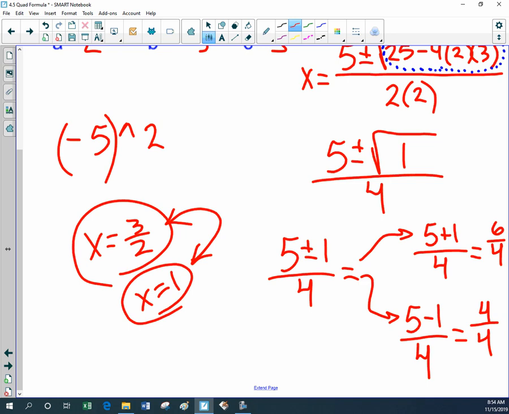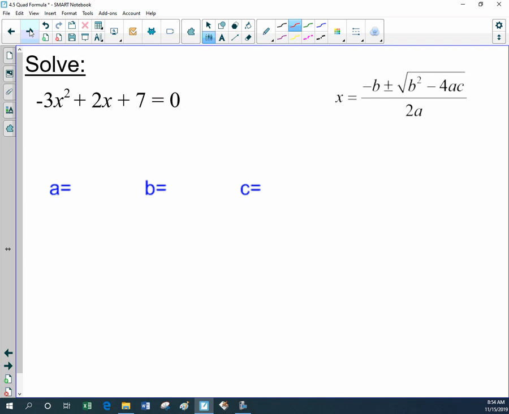Okay, so it would cross the x-axis at 3 halves, and it crosses the x-axis at 1. Okay? All right, let's try this one.